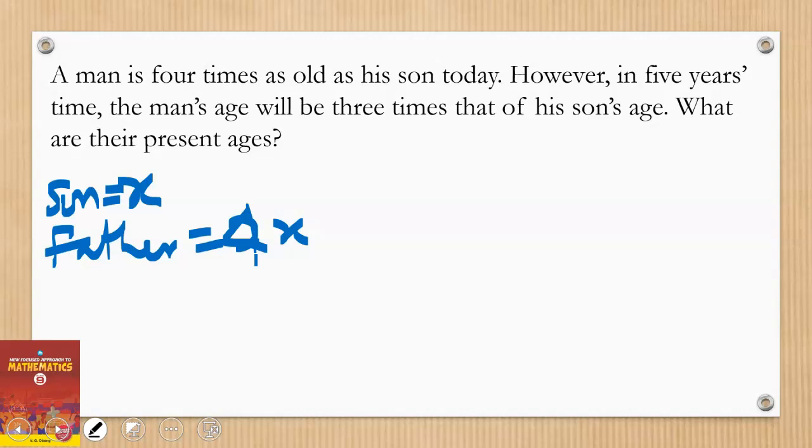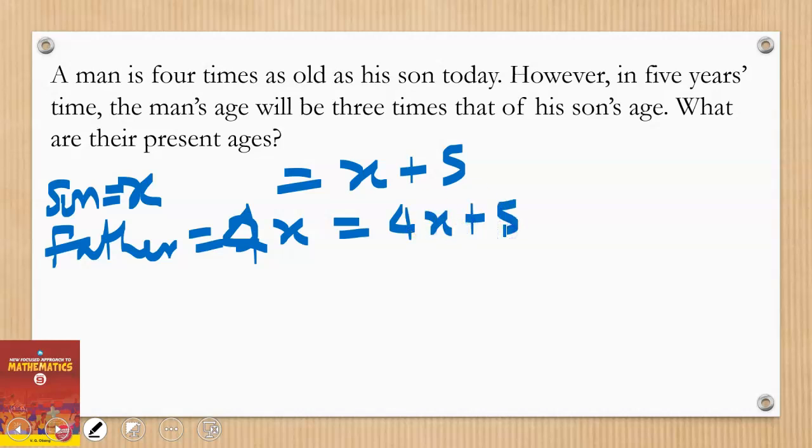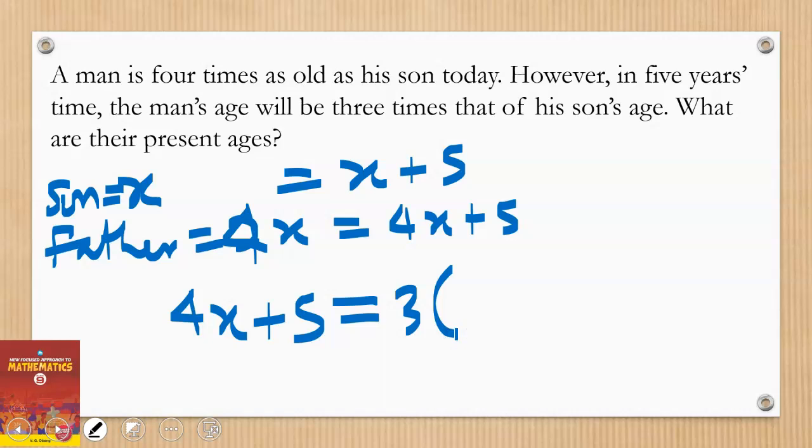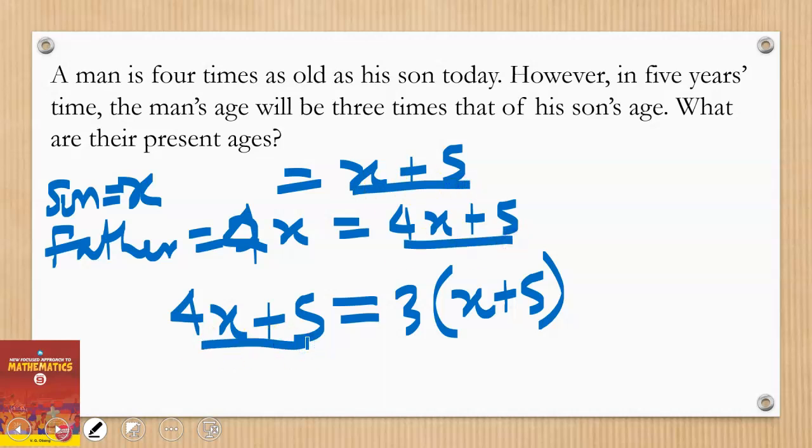However, in 5 years to come, the son is going to be x plus 5, and the father is going to be 4x plus 5. So in 5 years to come, the man's age will be 3 times that of his son. And so in 5 years to come, the father's age, which is 4x plus 5, will be equal to 3 times that of the son. So we want to know their ages.